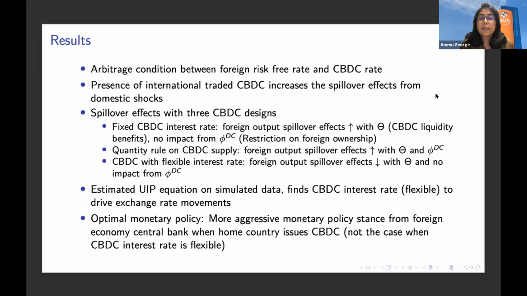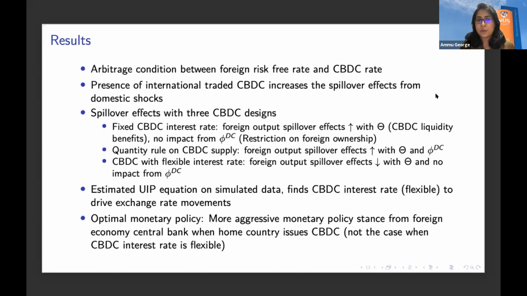And finally, they also consider a context with a CBDC with a flexible interest rate, in the sense that the interest rate follows a Taylor rule. And they find that the foreign output spillover effects with the liquidity benefits of CBDC are smaller when the CBDC interest rate follows a flexible Taylor rule. And they also estimated the UIP equation based on simulated data and find the CBDC interest rate, when it's flexible, to drive exchange rate movements.